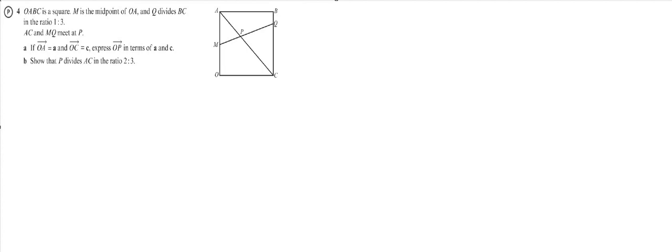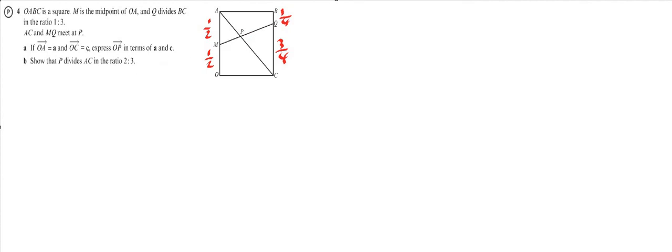So this is like the question we did in class. We've got a square, M is the midpoint, so that means that this is a half and this is a half. Q splits BC in a ratio of 1 to 3, so this is a quarter and this is 3/4. AC and MQ meet at the point P in the center.